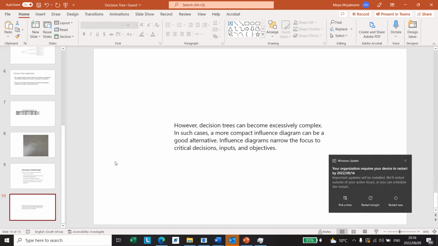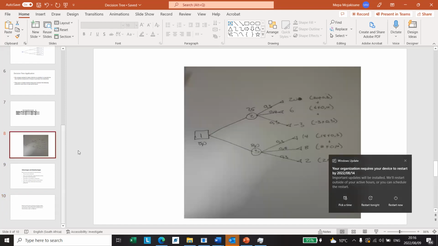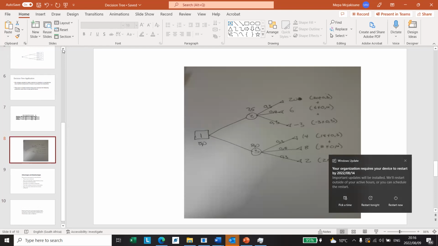The disadvantage, however, is that the decision can become excessively complex. In such cases, a complex influence diagram can be a good alternative. Now, obviously, if your data is too large, then they can become quite complex. So this is just very basic. So imagine a situation where you have so many options, and as you go forward the options just multiply, then you get to a point where they can be just a bit complex.